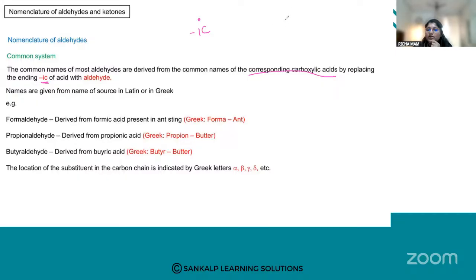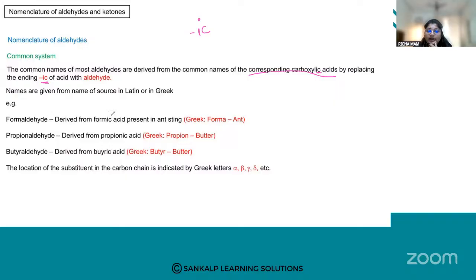Okay, so in the common naming, the last "ic" of the corresponding carboxylic acid is replaced by aldehyde. These names are given from the name of the source in Latin or in Greek. For example, if we have formaldehyde, how is it represented?